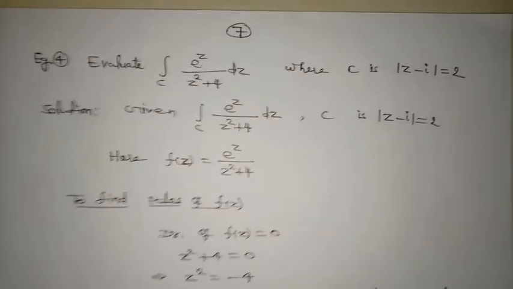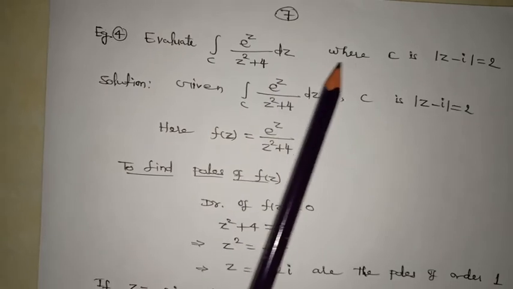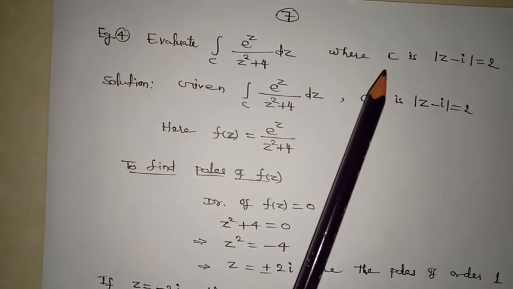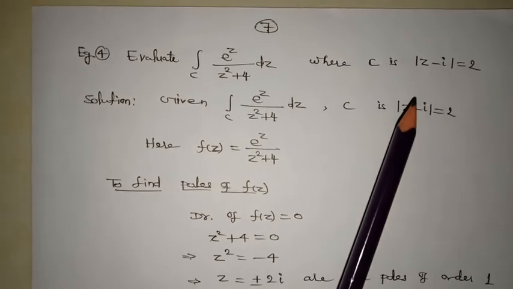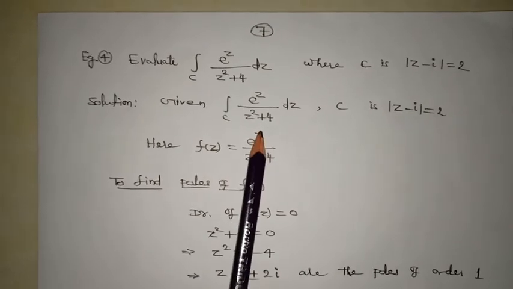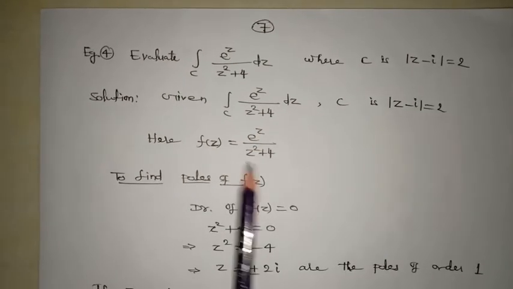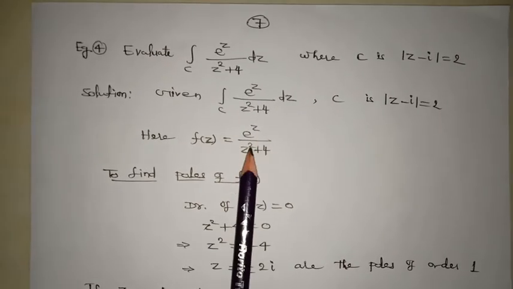Evaluate the integral over C of e power z divided by z square plus 4 dz, where C is modulus of z minus i equal to 2. Now how to solve this? Again the same story. Write the given data, what is C, and identify what is f of z. Obviously your integrand is f of z.